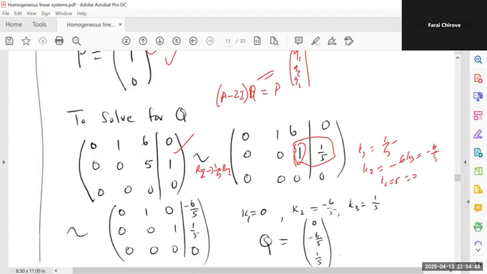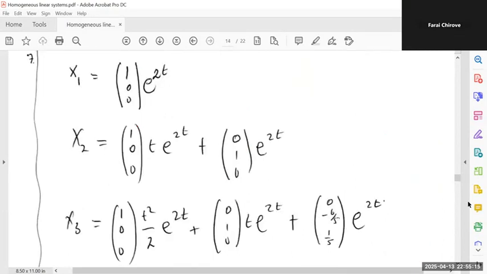And here you are. Or if you wanted, you could have chosen Q1 to be equal to 5. Then you would have your Q to be equal to (5, minus 6, 1), so that it doesn't have fractions. But here I allowed it to have fractions. Maybe I'm comfortable working with fractions. So then we now have this.